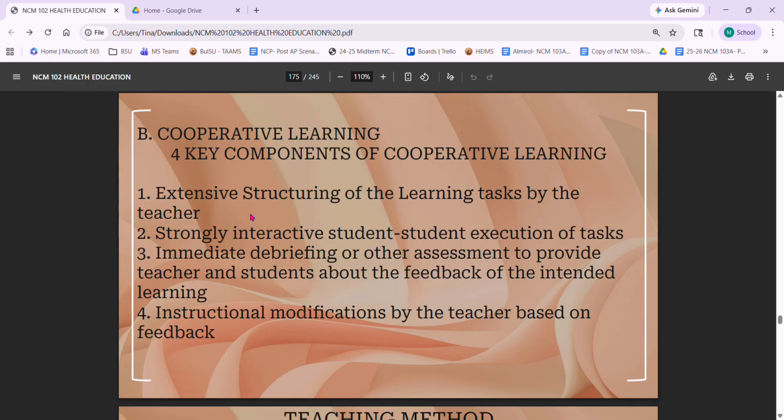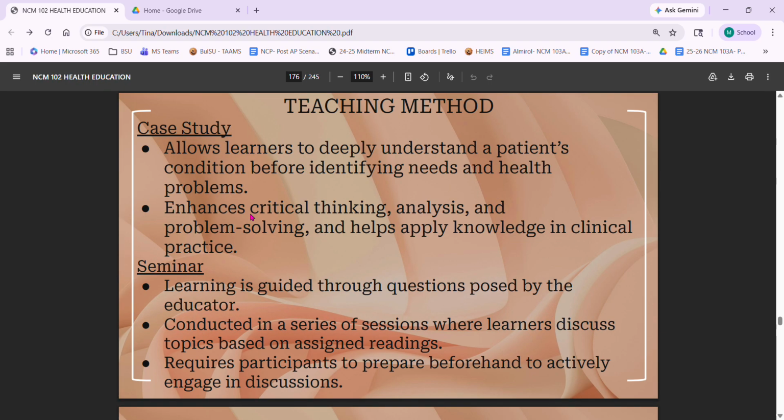Okay? Next, you have your case study. So, sa case study, another teaching method, it allows the learner to deeply understand the patient's condition before identifying needs and health problems. Okay, this enhances your critical thinking, analysis, and problem solving, and helps apply knowledge in clinical practice. So, kayo as nursing students, even ako when I was a nursing student, okay, we used case studies as a teaching method. Okay, so dito talaga tayo natututo.